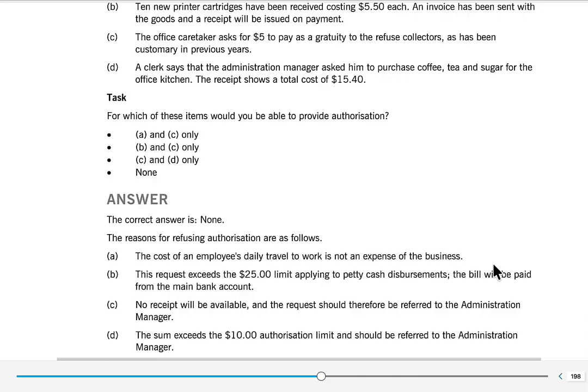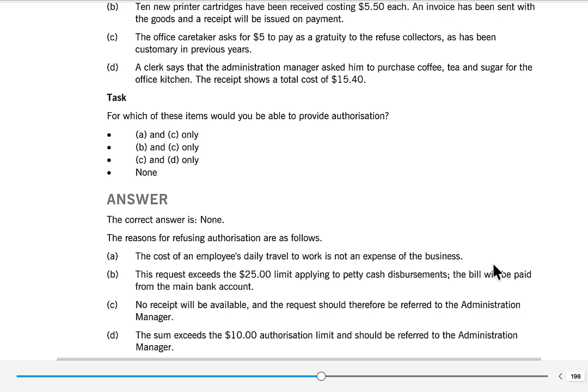D. Coffee, tea, and sugar for the office kitchen. Receipt total $15.40. This one is interesting, so please focus. This looks like a real business expense. It is for the office kitchen, and it has a receipt.